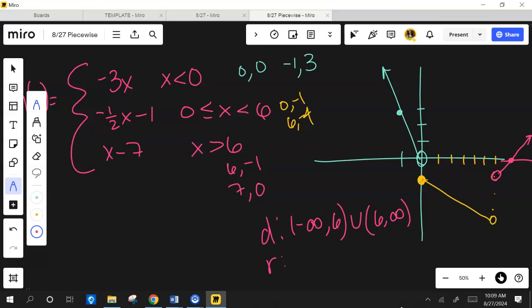Range. I just made it up. That's what I do. -4, bracket or parenthesis. Parenthesis. Okay, but wait. Here's -1. What is this point? Infinity. Infinity.